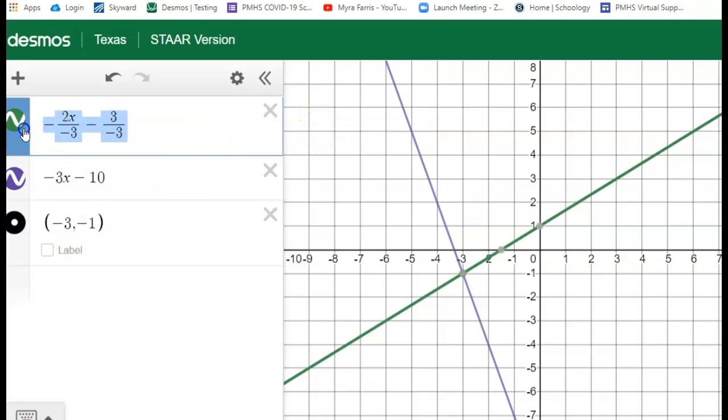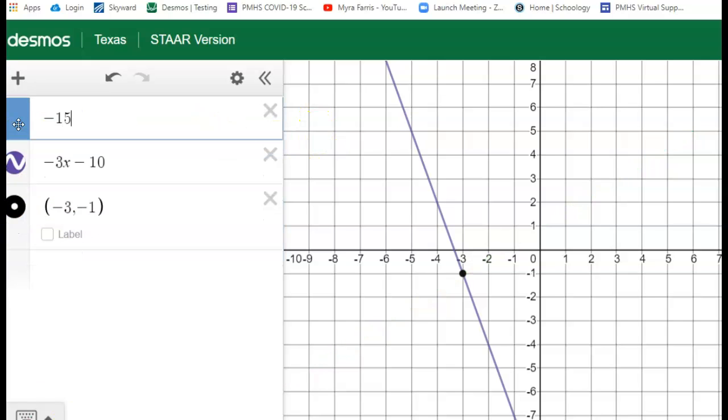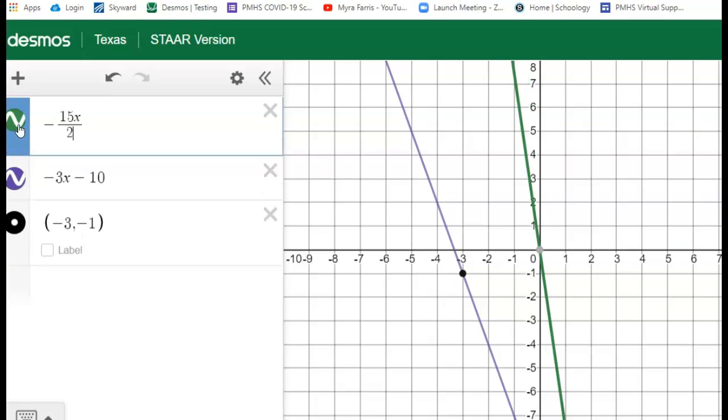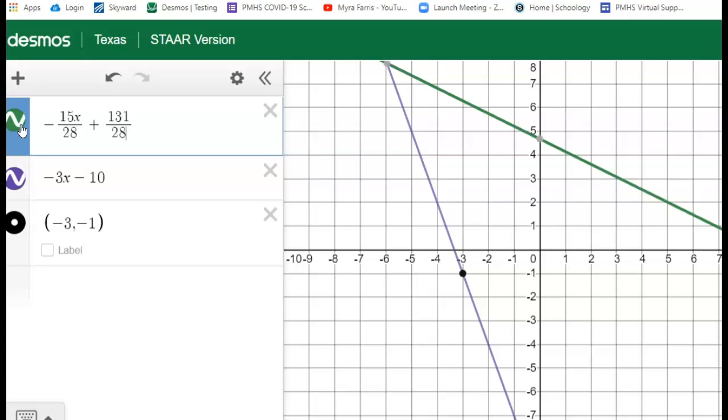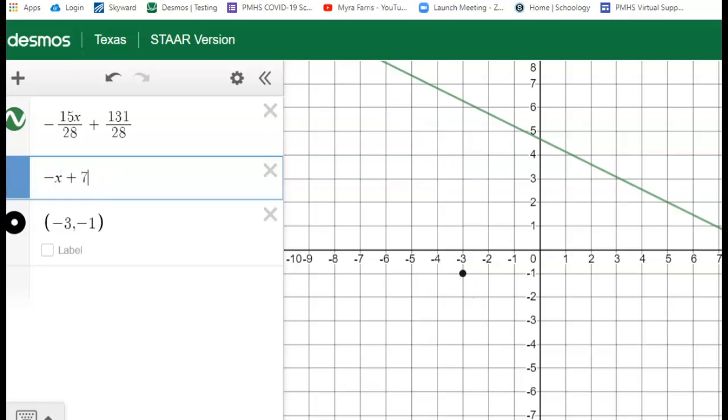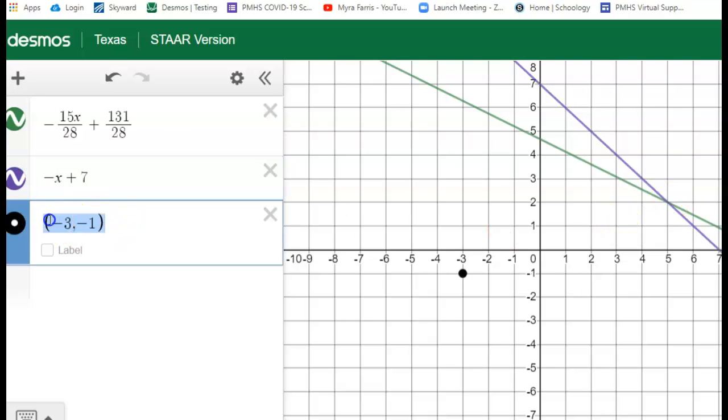So back over here, negative 15x divided by 28, right arrow, plus 131 divided by 28. I cannot get the right answer unless I typed it in correctly. Did I type it in correctly? This one is negative x plus 7. I'm looking for the intersection point. That looks like it would be 5, 2.